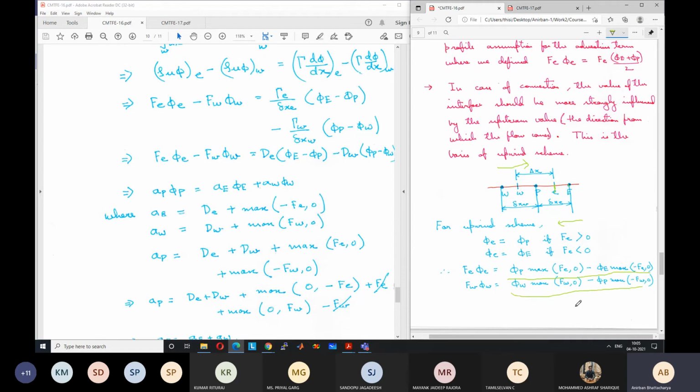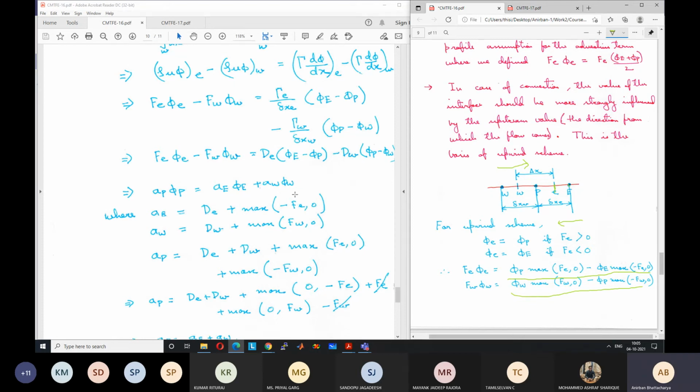Once you do that, you will get the equation in this form: Ae phi_P is equal to Ae phi_E plus Aw phi_W, where Ae will be De plus maximum of minus Fe, 0. Let us try to look at this first term. Ae is the coefficient of phi_E. So from this term we have a De here. There is no other phi_E term, and there will be one more coefficient from this Fe phi_E term.